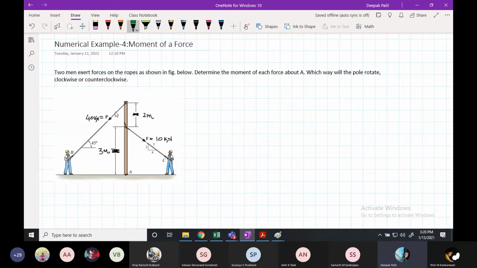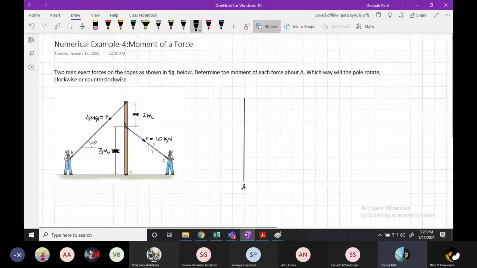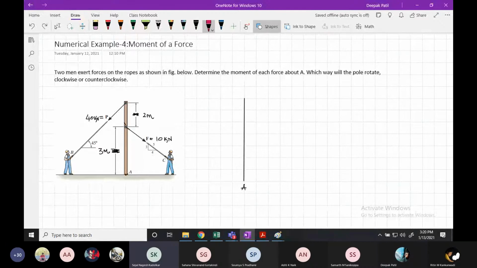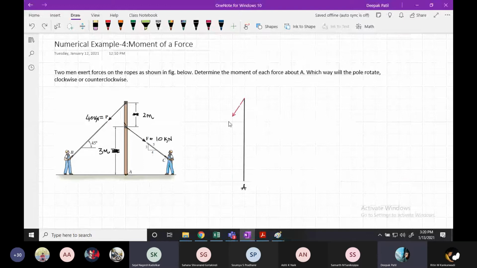Okay, now we shall proceed and let us find out the moment produced by each and every force. Now we can see here that the forces are inclined. So obviously we have to go ahead with the resolved components. Now I will just draw the pole here. So let us assume this is the pole and this is point A, right? And this is force P, which is equal to 40 kilonewton.